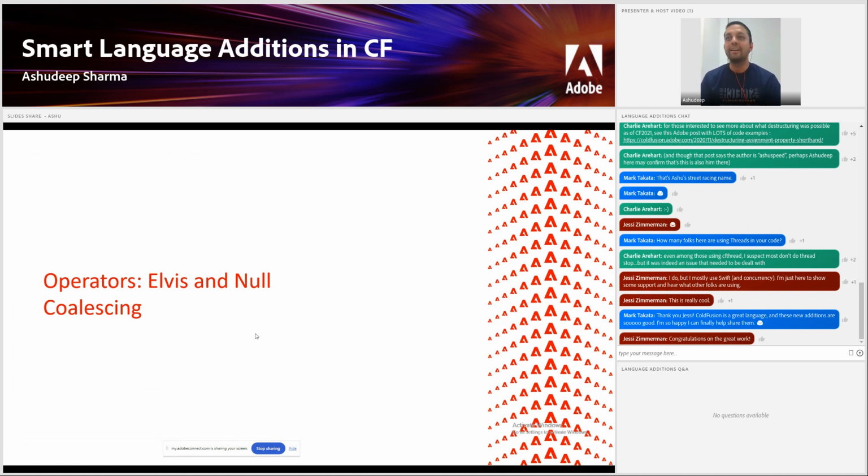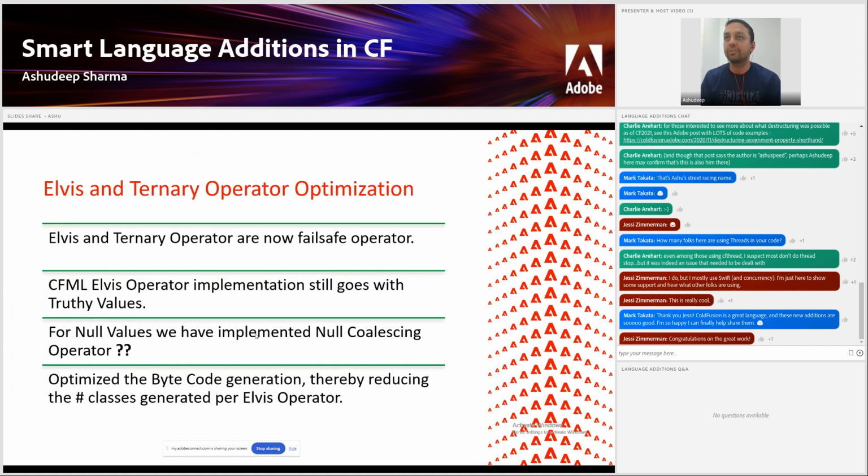Like Kotlin implements it in a way where it's a combined effort of Elvis and null coalescing in one operator itself. Then there are languages which implement it differently. And just to cater to writing cleaner code, what we did is we have separated the null coalescing operator from Elvis. So we have implemented the null coalescing operator as a separate operator, which is only for null values, and Elvis is only for what you call truthy values, right?